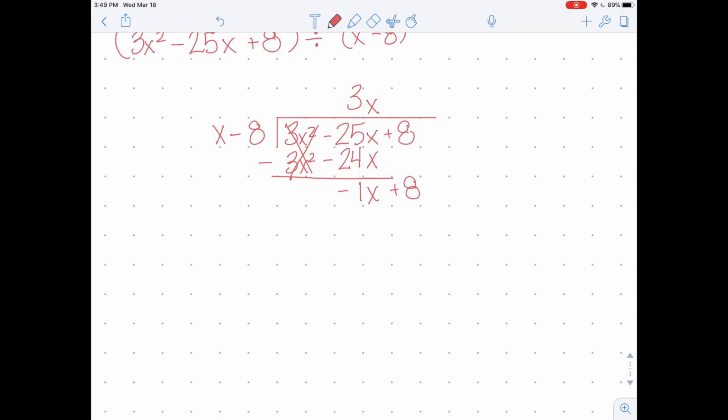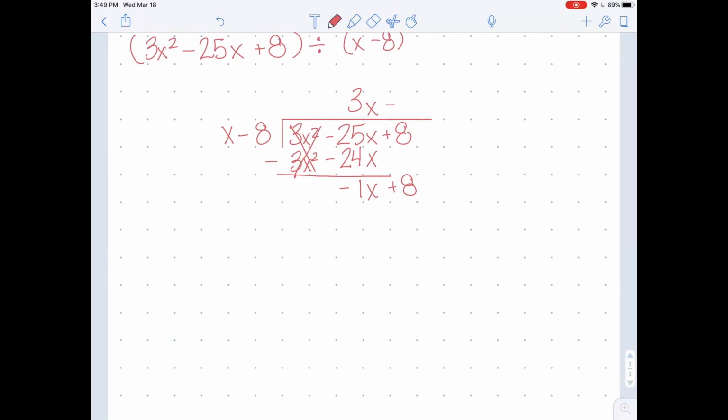Well, I've got a positive 1x here. So to get rid of the negative 1x, I'm going to need to put negative 1. So if I multiply negative 1 times x minus 8, I get negative 1x. Negative 1 times negative 8 is plus 8. And if I subtract these, this cancels out, this cancels out, there's nothing left over. So this would be my answer, 3x minus 1.